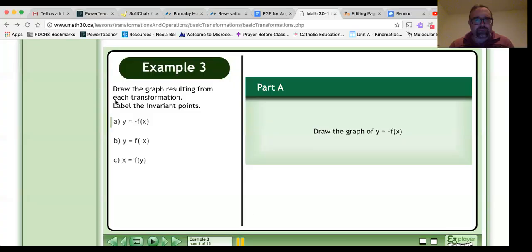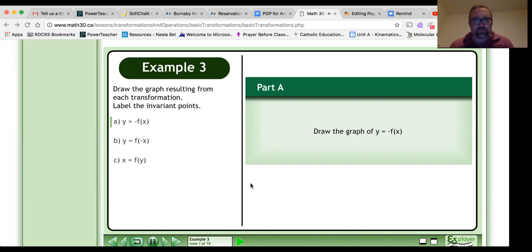Just going to explain what happens when you have actual negative values in front of the function and see what happens from each transformation. Label the invariant points.